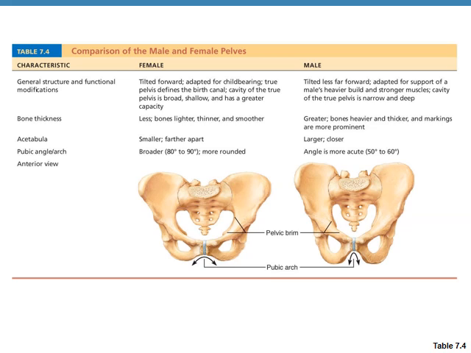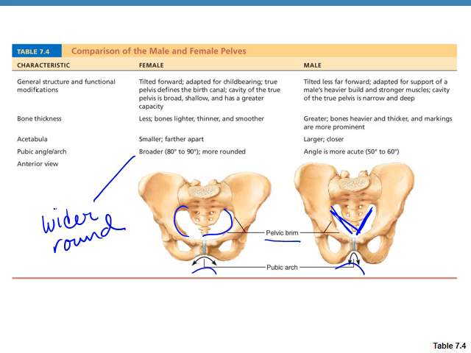There are also some differences in the male and female pelvis. So you can see here the pelvic brim. You can see that in the female it's much wider, and in the males it's much sharper. Same thing with the pubic arch. So it kind of is the opposite of what we saw in the skull. Now we're going to see a wider, more roundish shape with the female, and in the male we're going to see a more angular shape.